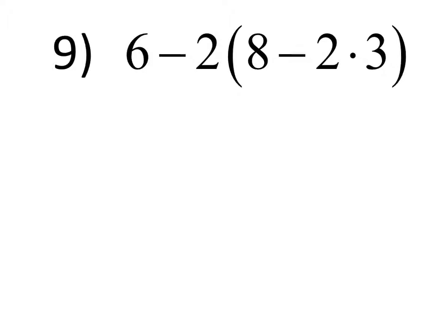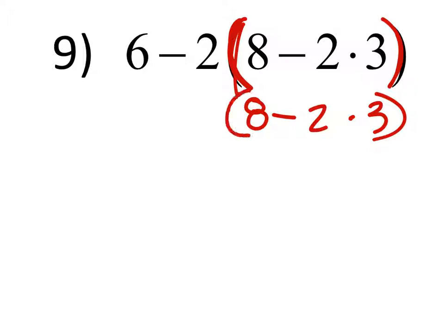We don't see any exponents, but we do have the parentheses on this, okay? So what this means is that we really get to separate this into a completely different problem. So I've got this 8 minus 2 times 3, and I'm just going to focus on it. Don't worry about that 6 or the 2 or the minus. If we focus on this, we got the parentheses, but inside the parentheses, the order of operations starts over.